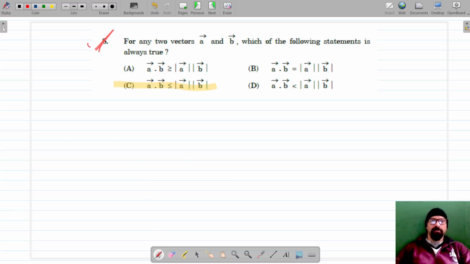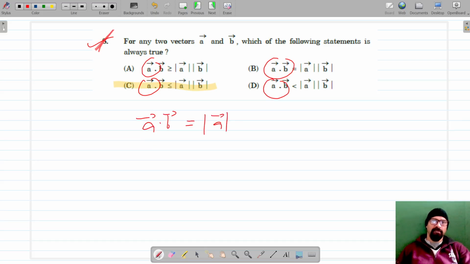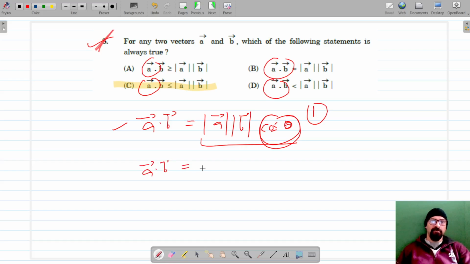Okay, for question number 8, we have to choose which of the following statements is always true. And these are all the dot products of vectors A and B. And we know that the dot product of vectors A and B is given as the magnitude of A into magnitude of B into cos theta. Now, the maximum value of cos theta is 1. So that means its maximum value can be the magnitude of A into the magnitude of B.